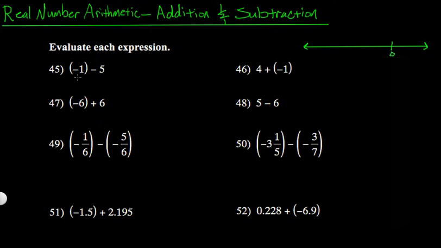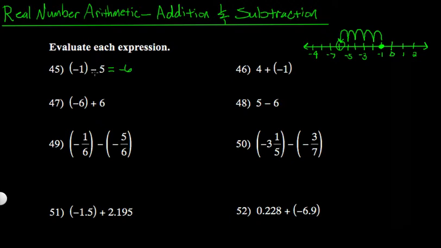So for example, if we look at number 45 here, we have -1 minus 5. So we can draw out our number line here. Let's say that's 1, that's 2, -1, -2, -3, -4, -5, -6, -7, -8. We start at -1, which would be here on our number line. Since we're subtracting 5, that means we're moving 5 to the left. So 1, 2, 3, 4, 5. That puts us right here, at -6. So the answer here is -6.